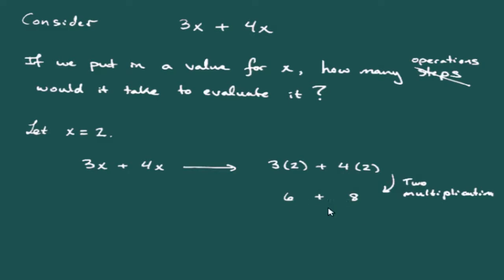So now that we've got 6 plus 8, we've got one more operation to do. So that gives us 14, and that gives us one operation of addition. So we've got 2 multiplications and 1 addition, which gives us a grand total of 3 operations to evaluate this one expression 3x plus 4x.